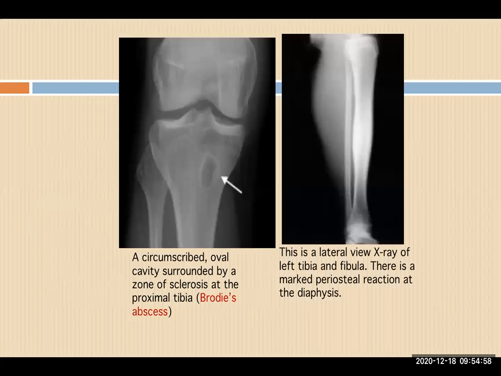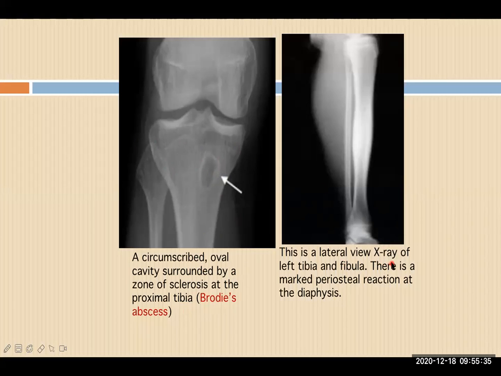Let's look at the picture, then you will be quite clear about it. All of you, please focus here. You can nicely see a cavity there. See there? Look at this area. This is a cavity which is present at the upper end of the tibia bone. So this is the Brodie's abscess. It's a circumscribed oval cavity surrounded by a zone of sclerosis. Look at the slightly thickened bone there at the proximal tibia. So this is a case of Brodie's abscess.